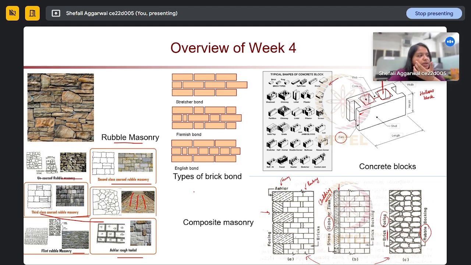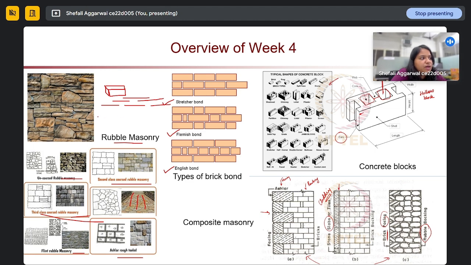The next thing is, in bricks only we have different types of bonds. The main types of bond are stretcher bond, Flemish bond, and English bond. So what we are doing, if this is a normal brick, we keep one brick, another brick, and on top of that, at the center of this another brick, center of this another brick. In this way, keeping the bricks is called stretcher bond.